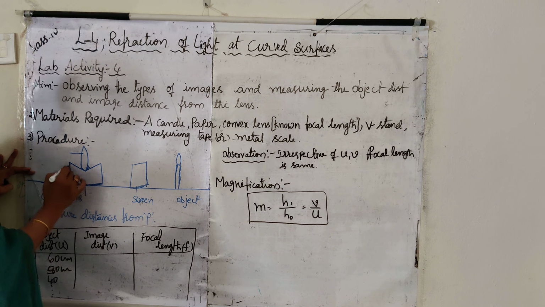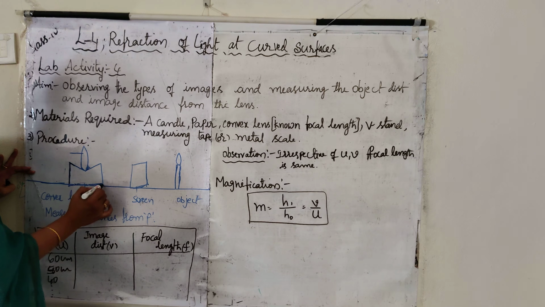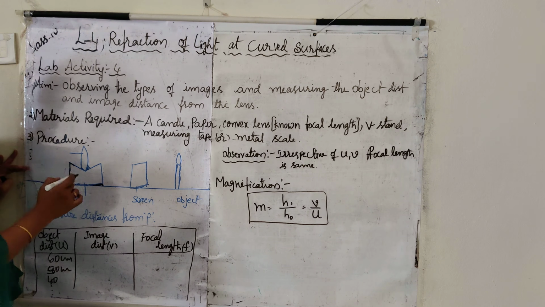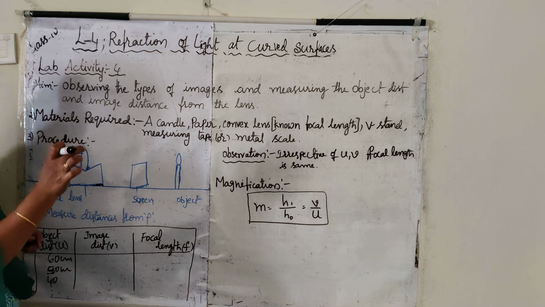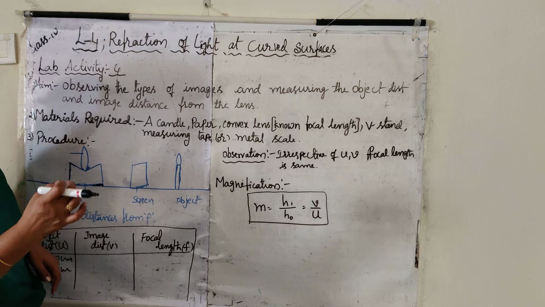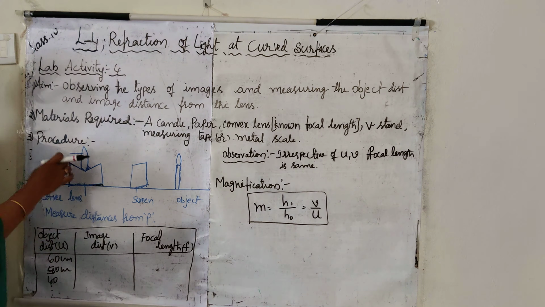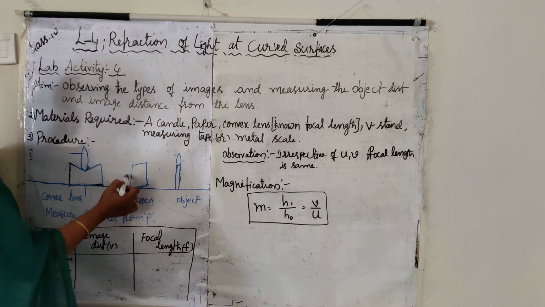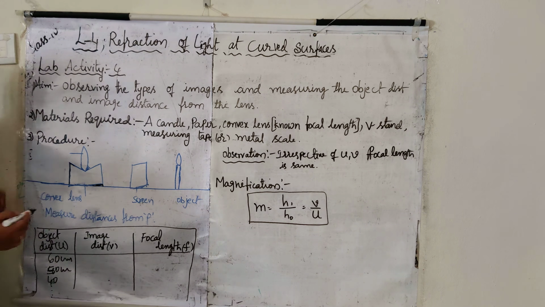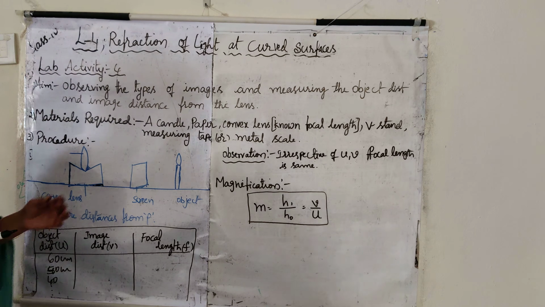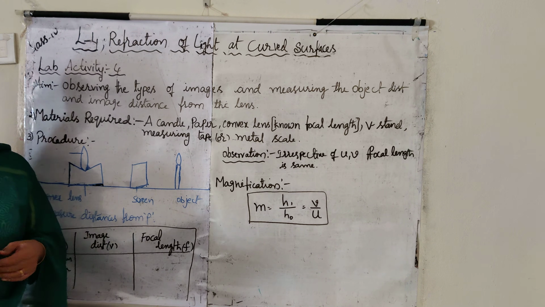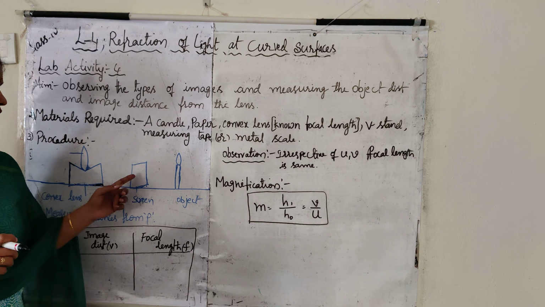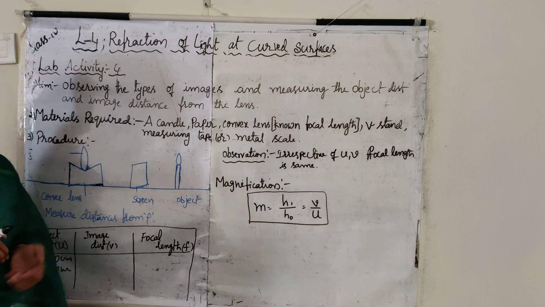First, you take this V stand. V stand is nothing but it has a gap like this. In this gap, you can hold the lenses, either the mirrors or the lenses. Next, this is the screen. So why do we have to use a screen? Because by using the screen, we can catch the images. Real images we can always catch by using the screen only.